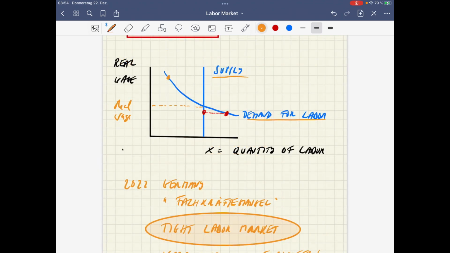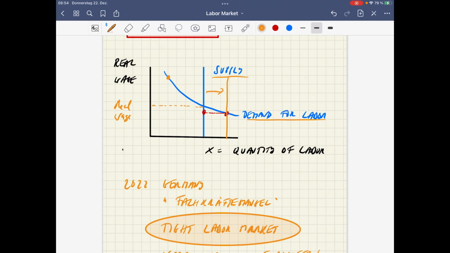So what we need in Germany, but the same is true, of course, for the US, is that we just need more supply. We need a right shift of the supply curve. And how could that happen? Well, there are a couple of possibilities.